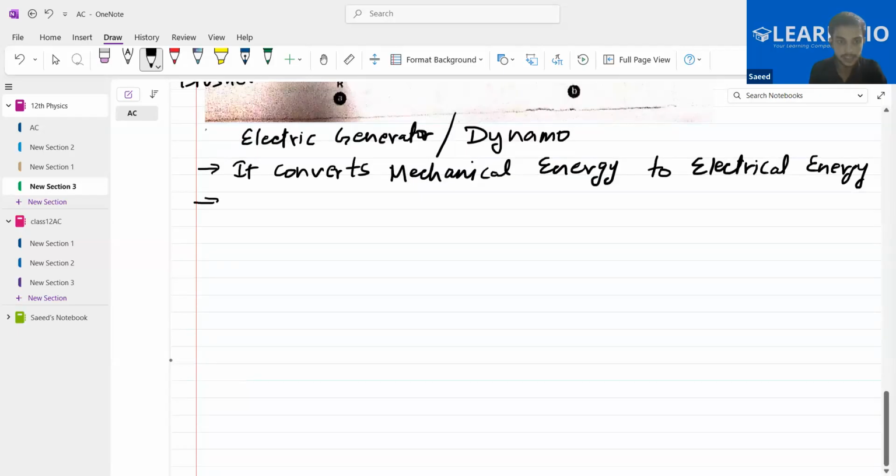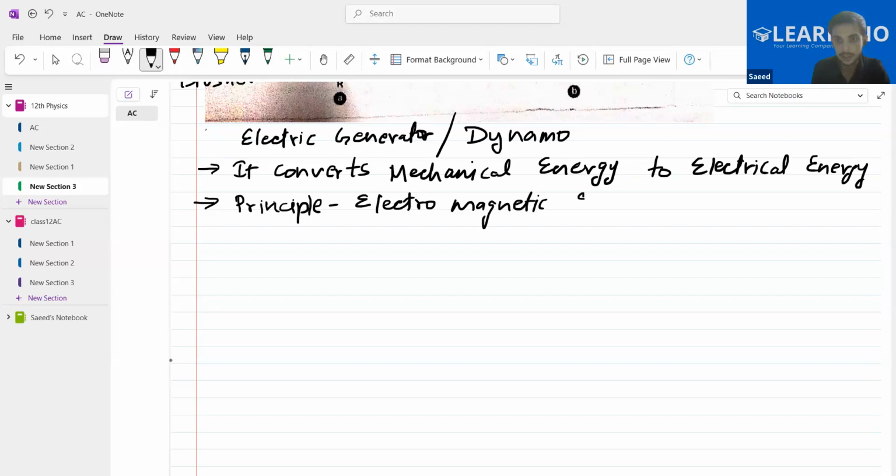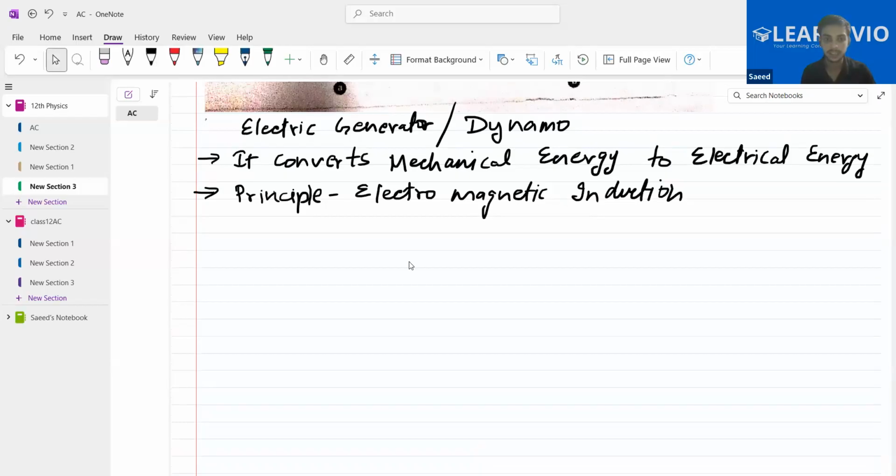And the principle behind this, how is it doing it? What is the principle behind that? It is electromagnetic induction. Now I think there is no problem in understanding this. Yes or no? Should we move ahead?